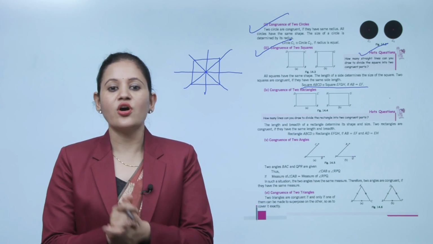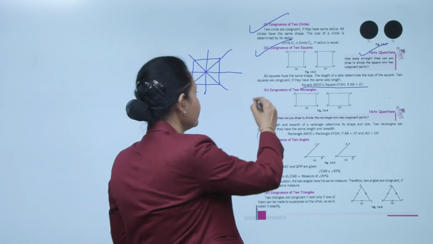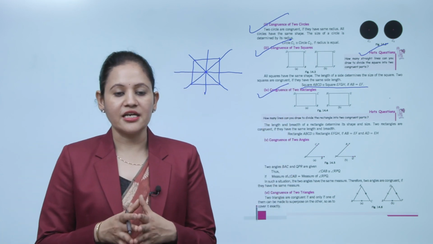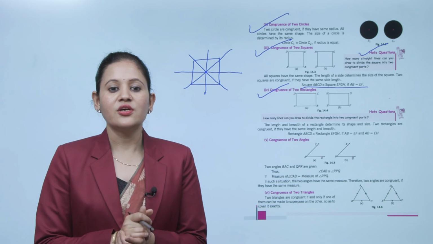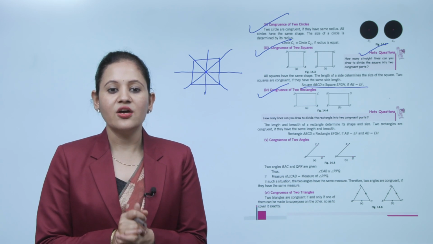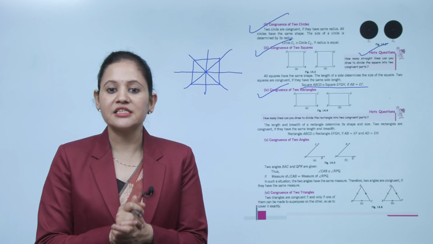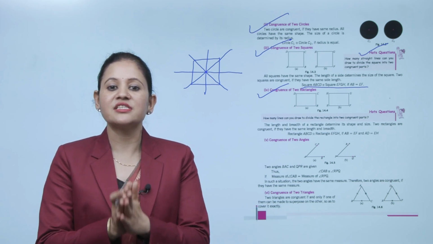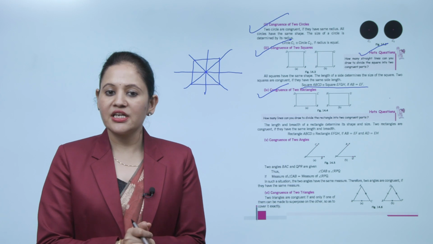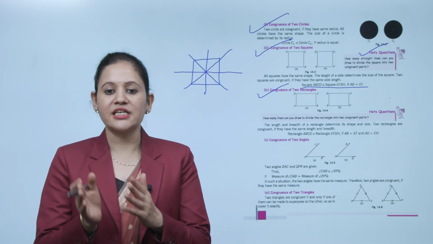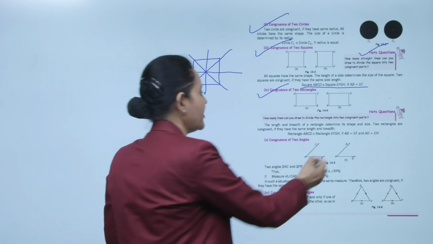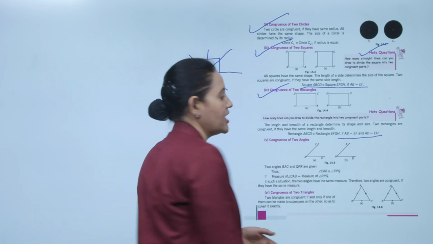Next is congruence of two rectangles. In a rectangle, opposite sides are equal, so the length and breadth of the rectangle determine its shape and size. Two rectangles are congruent if they have the same length and breadth. So rectangle ABCD is congruent to rectangle EFGH if AB equals EF and AD equals EH.